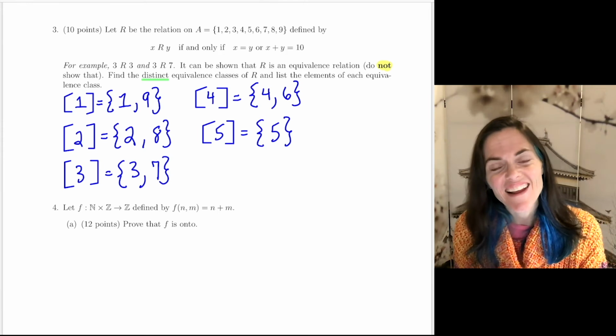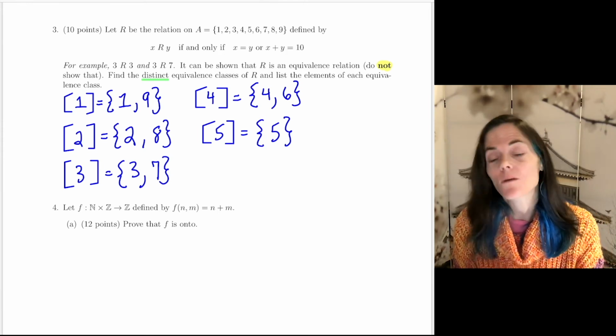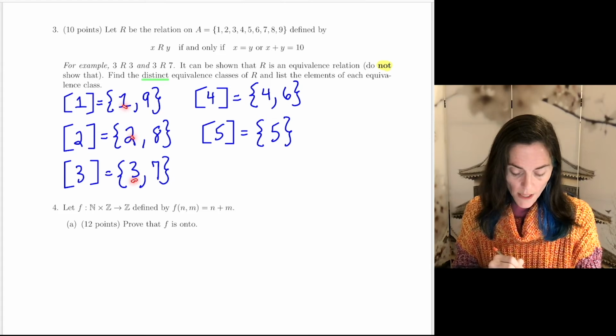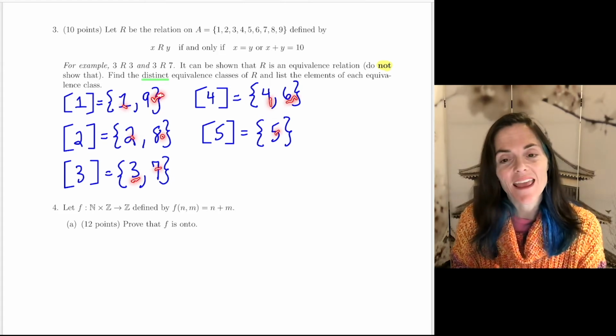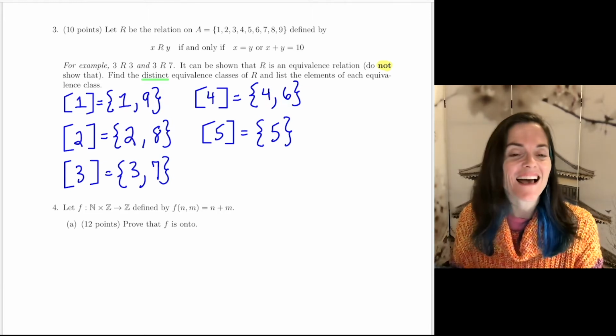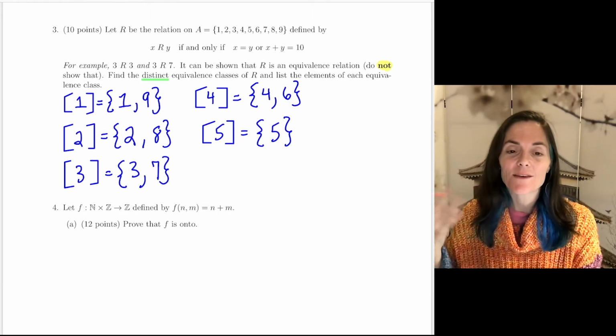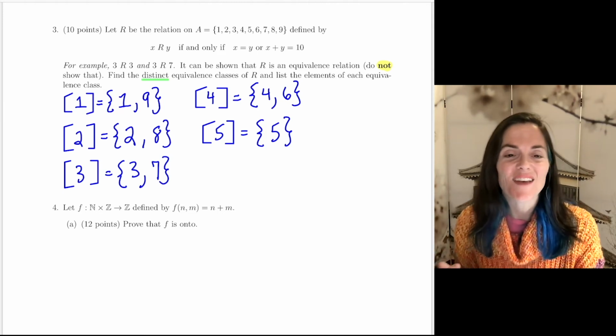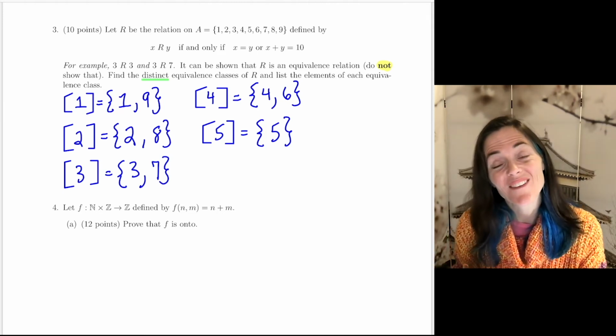And now I claim that I'm finished writing down distinct equivalence classes because 1, 2, 3, 4, 5, 6, 7, 8, 9, I have all of the elements of A here. Okay, so I have all of my distinct classes. And just like I was saying, you notice they're all disjoint, and the union of the classes is all of A. This is what happens with equivalence classes.